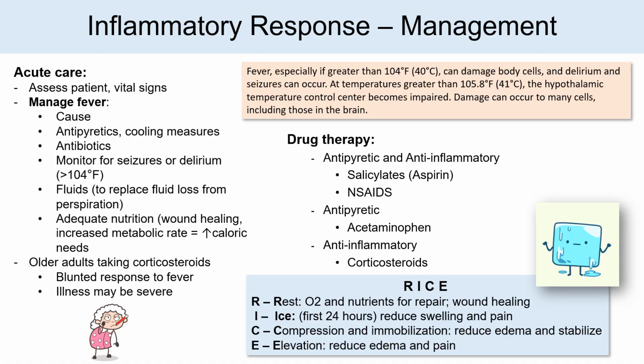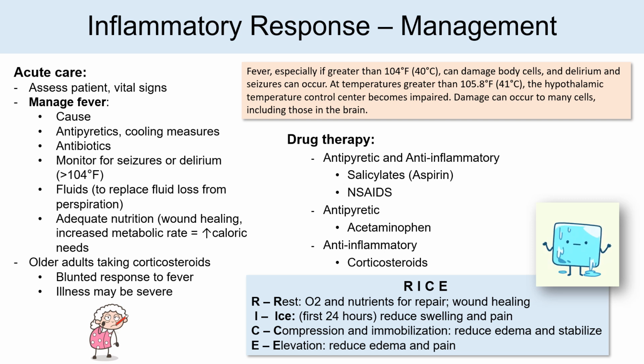Okay, so how are we going to manage this? In the acute care setting, we're going to assess our patient. We're going to keep an eye on their vital signs. Again, we want to manage the fever. We want to determine what the cause is. We'll give antipyretics, cooling measures if necessary, and antibiotics if appropriate.